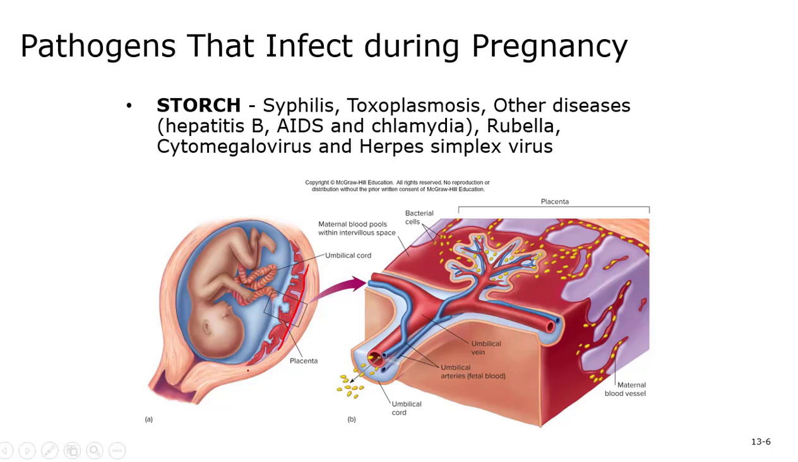And those diseases we abbreviate as STORCH, which stands for syphilis, toxoplasmosis. The O is for other diseases because they ran out of letters. So the other diseases are Hep B, AIDS, and chlamydia, then rubella, cytomegalovirus, and the herpes simplex virus. So these are pretty much the only infectious diseases that can cross that placental barrier.